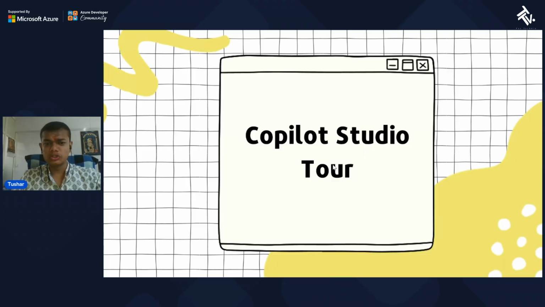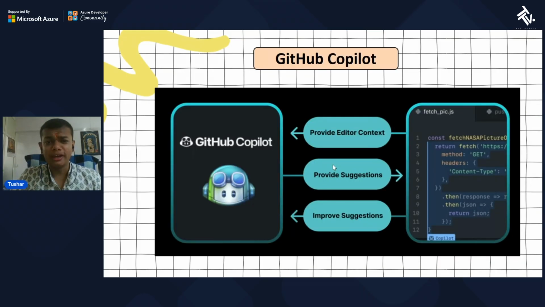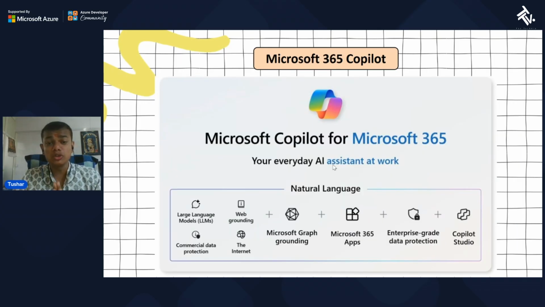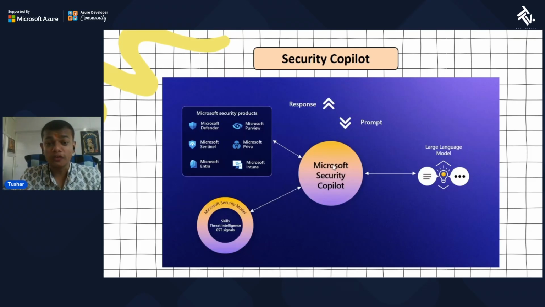So let us have a tour of the Copilot Studio tool. If we talk about Copilot, we have different Copilots. The first one is GitHub Copilot. All the developers are using GitHub Copilot, which is easy to use, and it also automates code generation. It helps to debug the code. Secondly, we have Microsoft 365 Copilot for the 365 apps. You can easily use LLM models. You can secure your data using Copilot Studio. We also have Microsoft Security Copilot, which is enabled in tools like Microsoft Defender, Microsoft Purview, and Microsoft Priva, which can easily enhance your security.